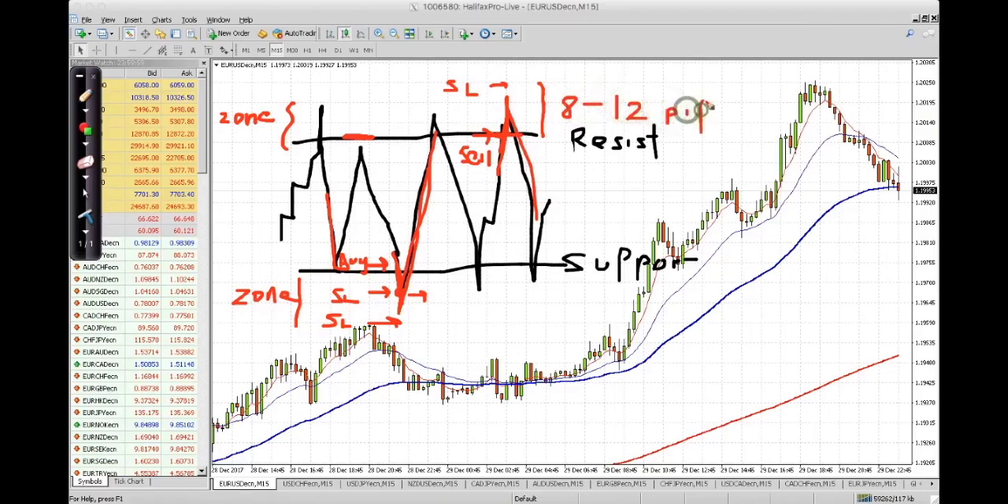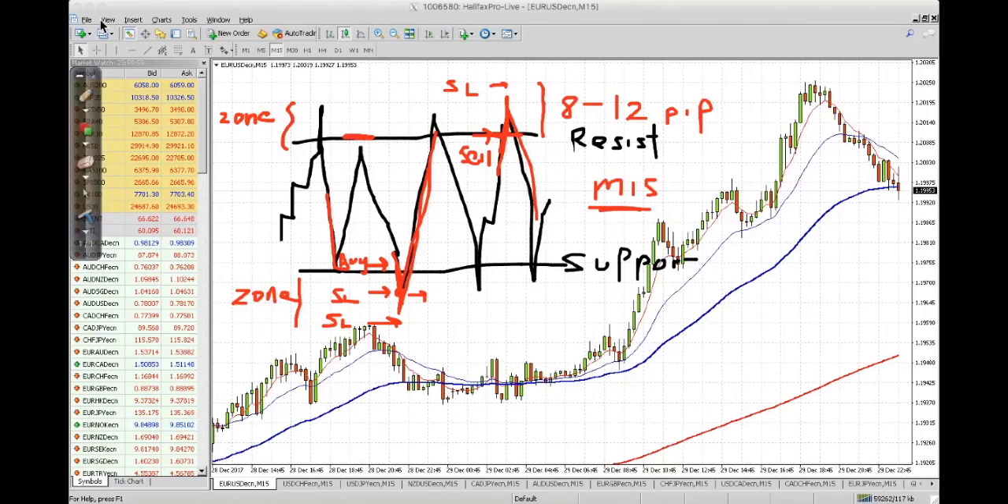Okay, 8 to 12 pips. If you're trading the 15-minute candle charts, which is the time frame I normally trade. So obviously, if you're trading the hourly charts or daily charts, then it'll be very, very different, right? So it depends on the time frame. For 15-minute candles, 8 to 12 pips is the buffer I give. And you may say, why 8 to 12 pips? I'll explain why in a short while.